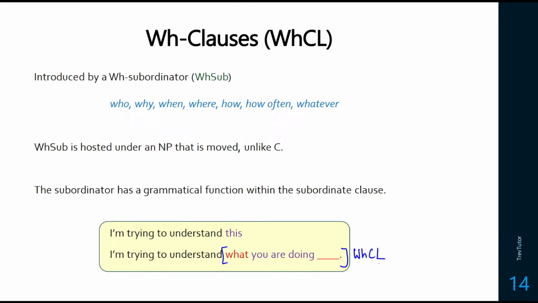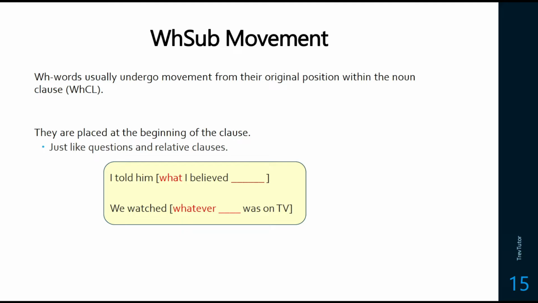I am trying to understand what you are doing. But if we take a look inside the WH clause, we can see a regular indicative sentence. You are doing something. And we're doing some movement here. What you are doing. We're not moving the auxiliary element. We're not forming a question, but we are moving the pronoun up to the front, just like we saw with relative clauses. So let's take a look at exactly what different types of movement can look like.